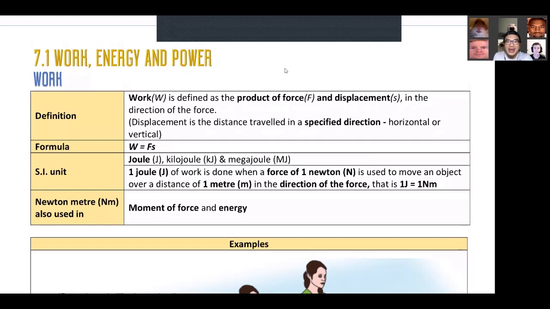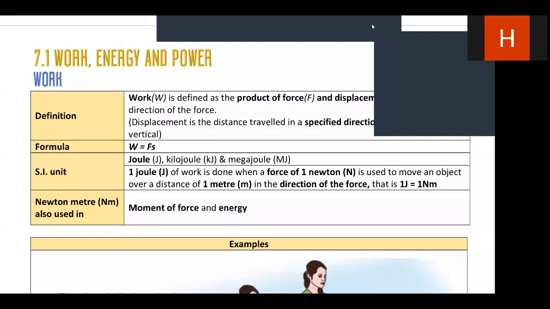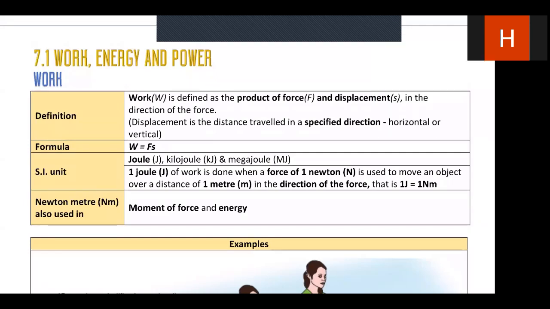Okay, just in time. Today we'll be entering chapter 7, which is called Work, Energy, and Power. I hope you have the notes ready. If you don't, I'll put it into the group later. If you don't have the notes, it's okay because this chapter is, I would say, 90% calculation. There's not much to memorize for this chapter. It's all calculation.